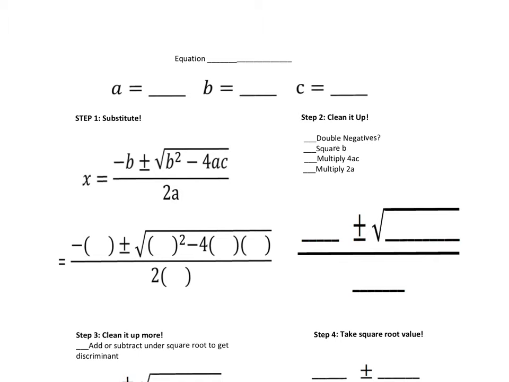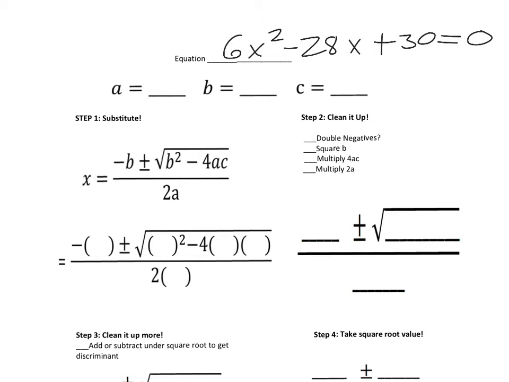All right, guys, I'm going to walk you through an example of how to use this graphic organizer that we've been using in class to solve a quadratic equation. And I am going to use the following equation: 6x squared minus 28x plus 30 is equal to 0.